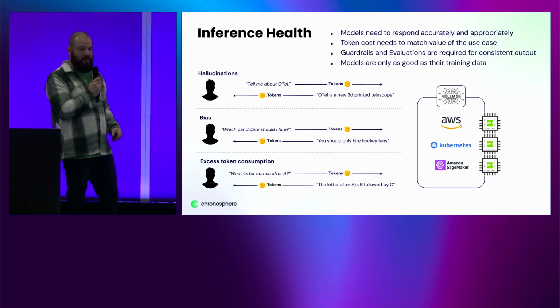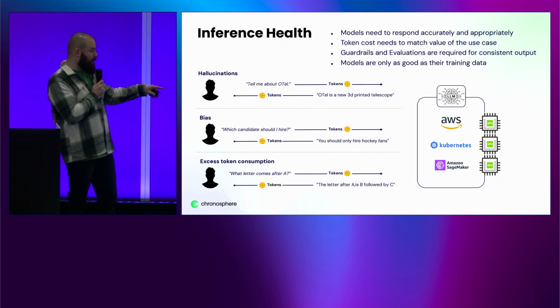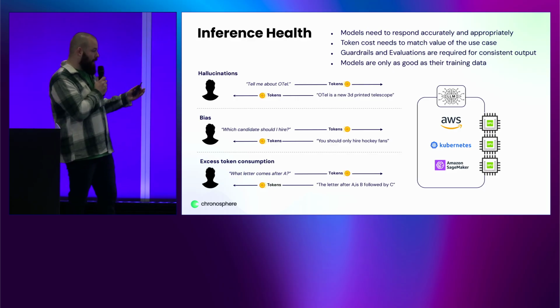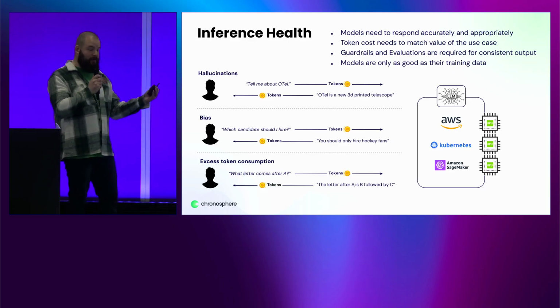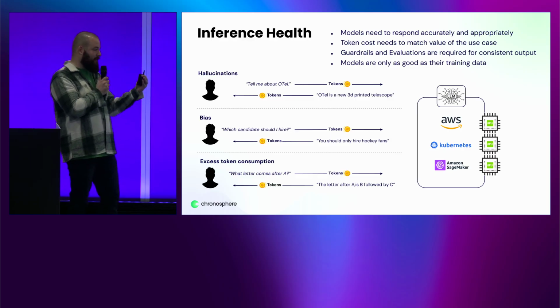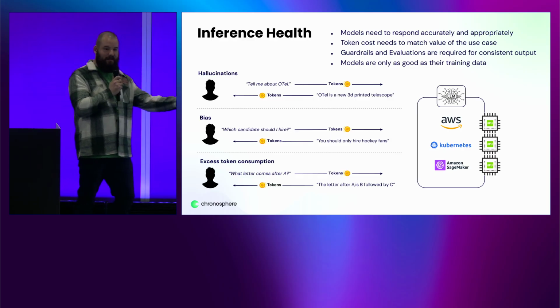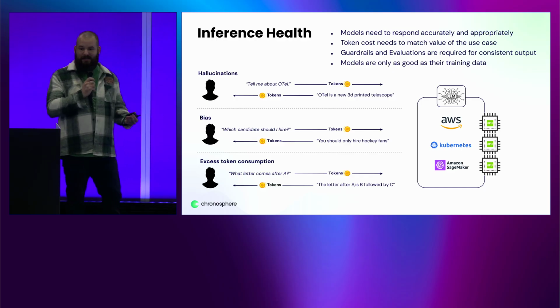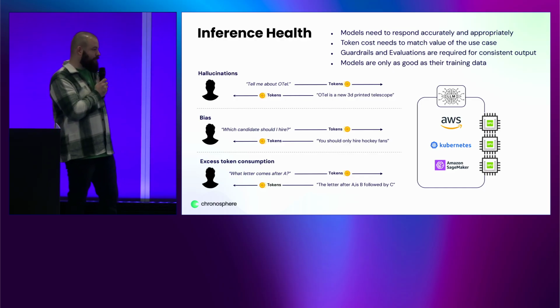And then at the end here, less about the behavior of the inference, more about those token economics, excess token consumption. So if I'm asking a simple question, what letter comes after A? And the model tells me the letter after A is B followed by C. You can count the number of excess words and characters, and at scale, that adds up to just wasted money and cost.